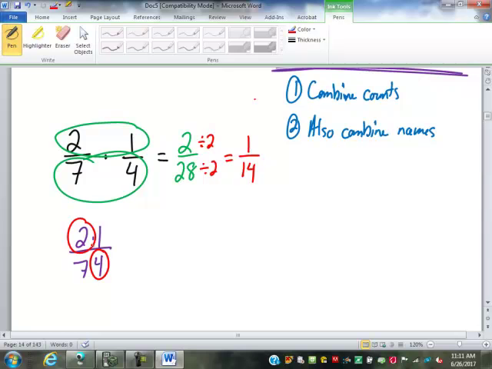Some of you heard cross-canceling called cross-multiplying. I hesitate to use that term because there's a couple of other processes that are called cross-multiplying, and I don't want you to confuse them.